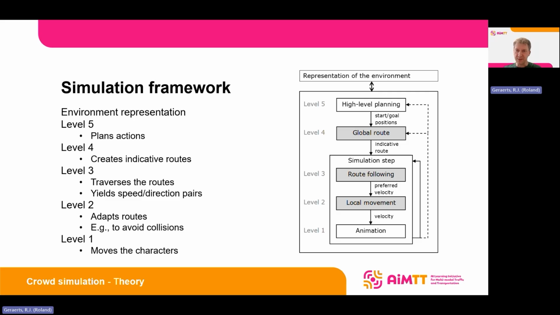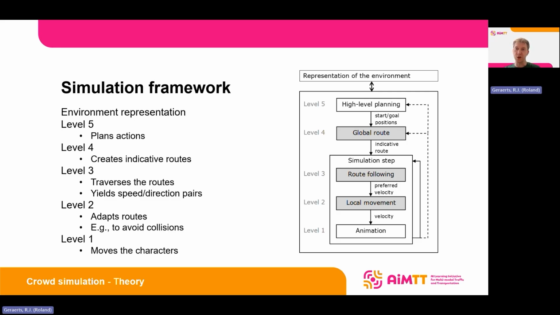At the highest level, we have event management and action planning. This layer determines the goals that people are trying to achieve. For example, a person may want to enter an event, visit a specific stage, buy food, or leave the venue. These goals are translated into a route planning request, typically consisting of a start location and a destination.